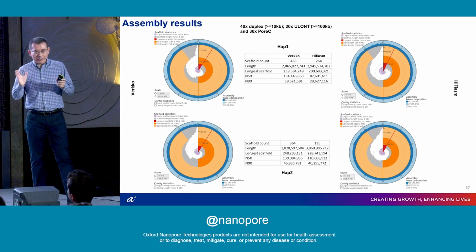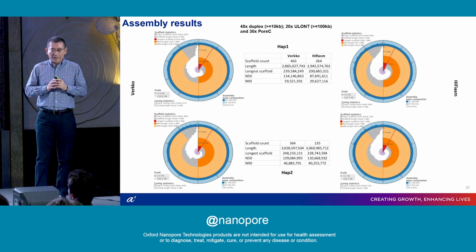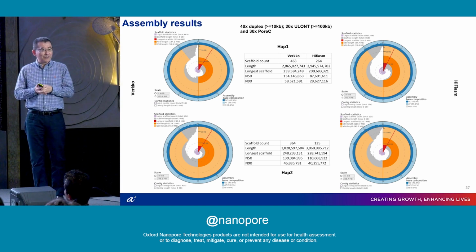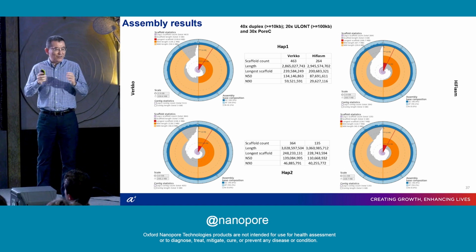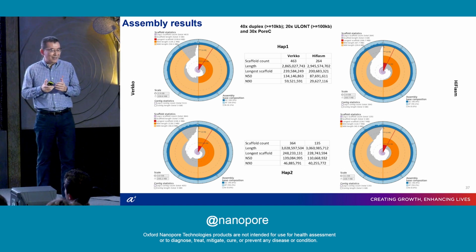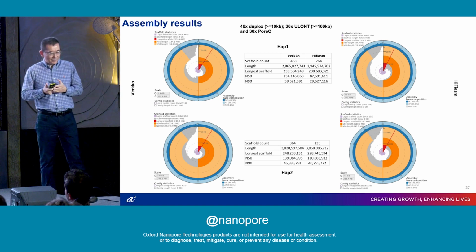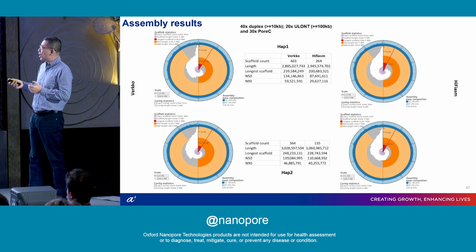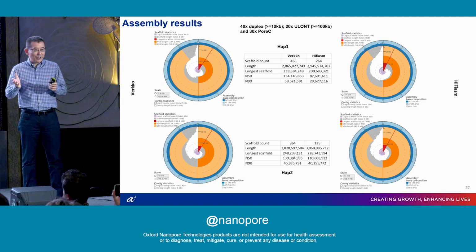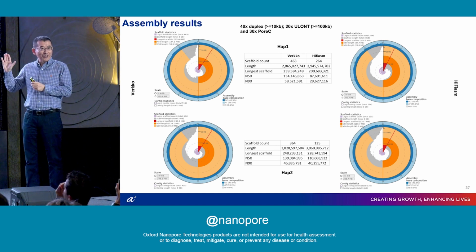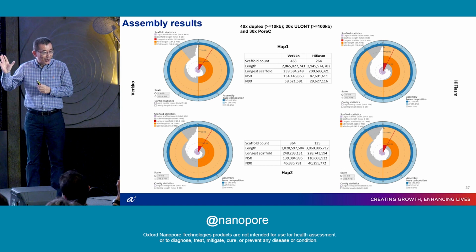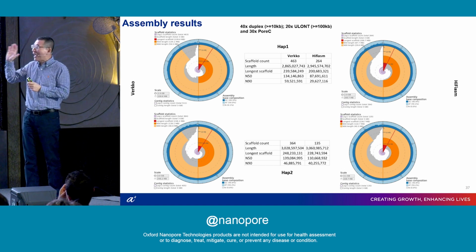So this is just a very brief presentation of the outcome of this de novo assembly using 40x duplex, 20x ultra-long, and 30x Pore-C. I guess this is a favorite chart commonly used by the ONT community, but it's very hard to interpret unless you're very familiar with it. I would encourage you to look at the table in the middle.